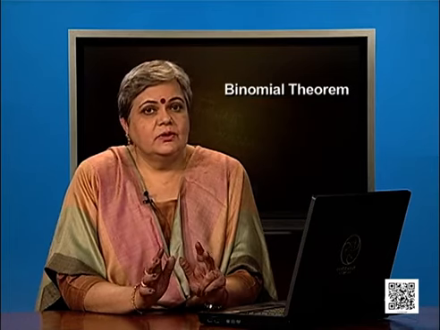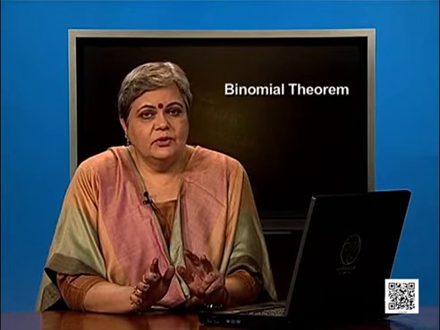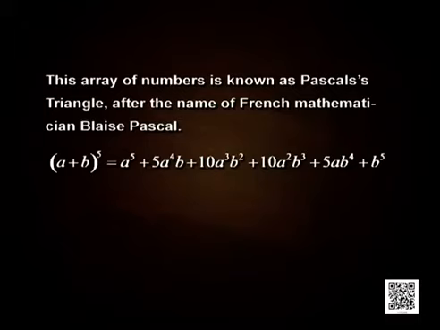So, if you put these 2 and 2 together, I am sure you are ready to write (a + b) raised to the power 5. It will look like (a + b)^5 = a^5 + 5a^4 b + 10a^3 b^2 + 10a^2 b^3 + 5a b^4 + b^5.